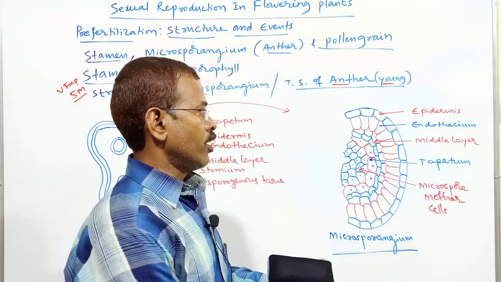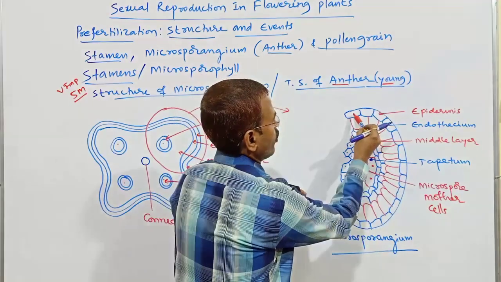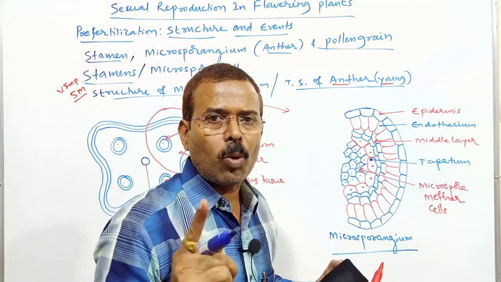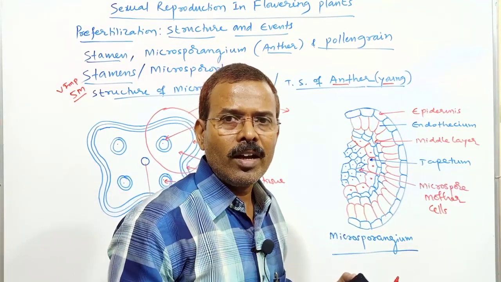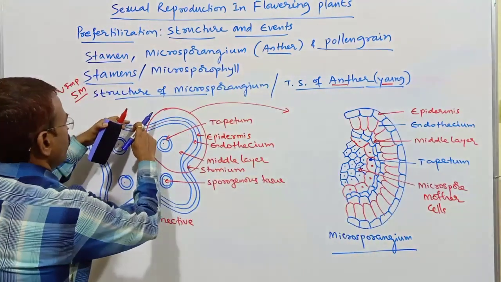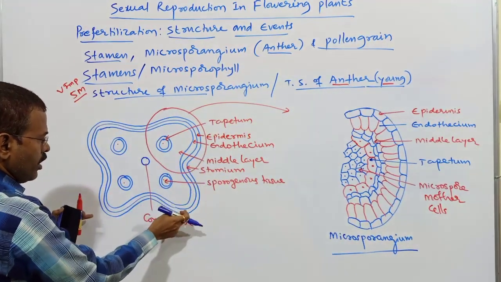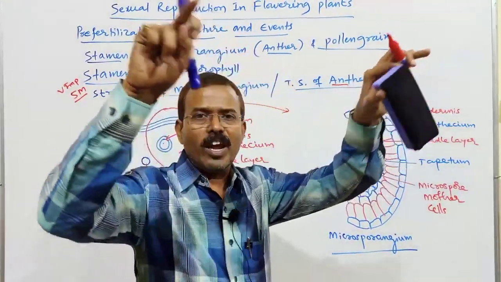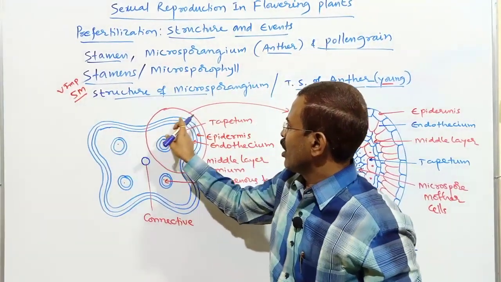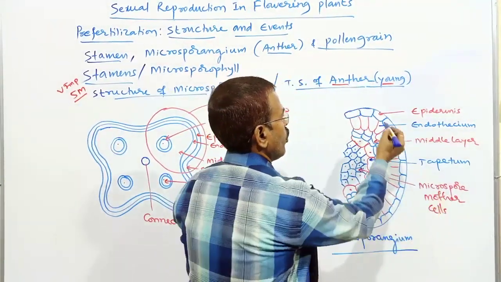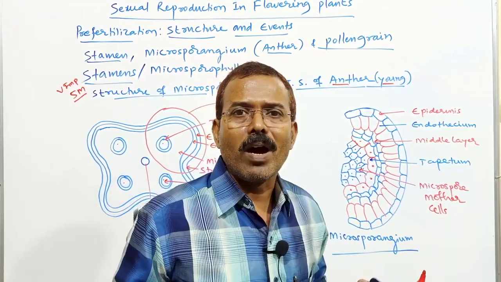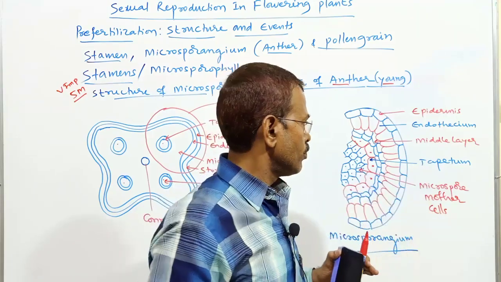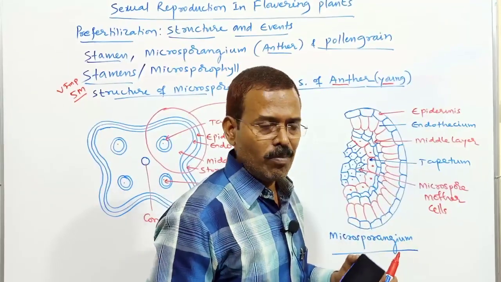So the first layer is the epidermis. This is the outermost protective layer, a single layer, and it is complete. It is a complete protective covering of the anther, present throughout the anther structure. It is made up of usually parenchyma cells which are closely packed without any intercellular spaces. So this is the epidermis.